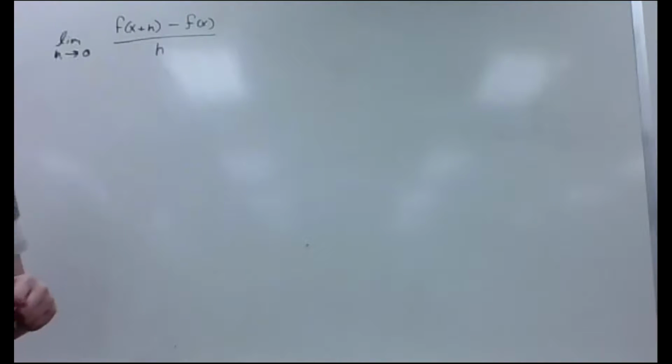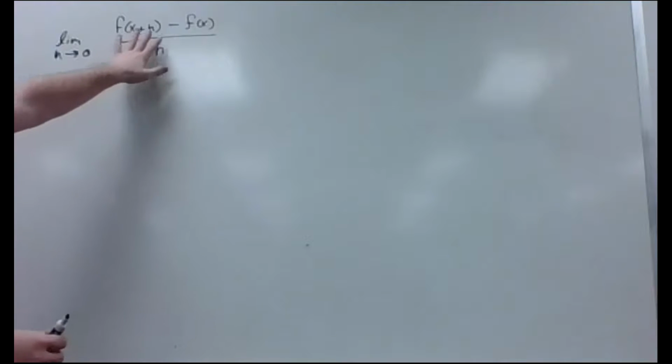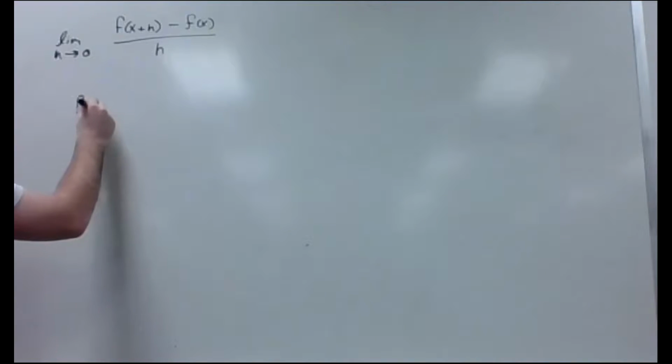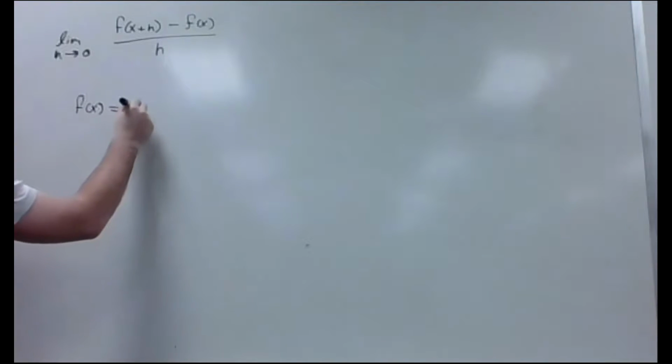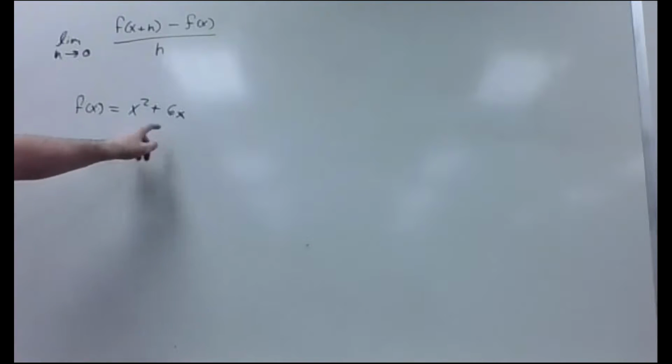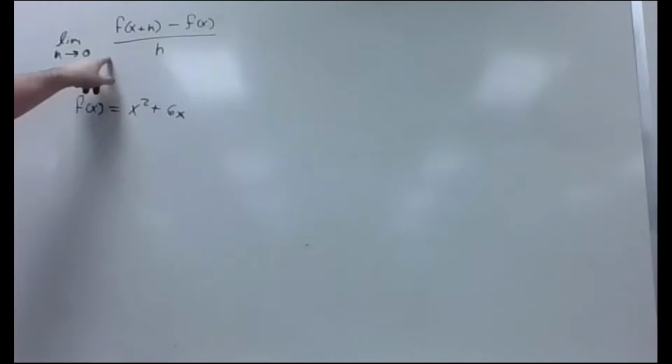And people were really smart and came out with a bunch of rules that help us simplify it. But we can use this to find all sorts of derivatives, right? It's just a bunch of algebra. So let's say we had this function. If we want to take the derivative of this, it would be pretty easy, right? It's just 2x plus 6. But if we wanted to prove that was the derivative, we could do this.